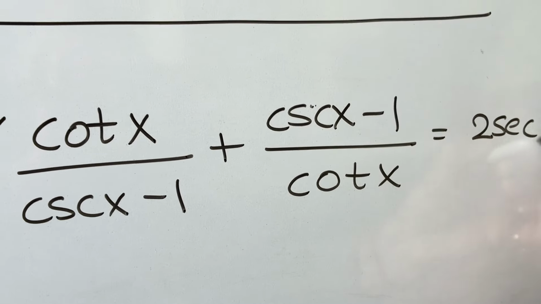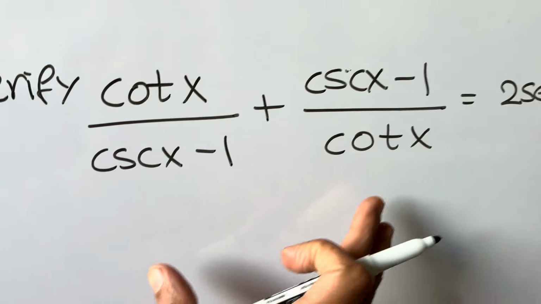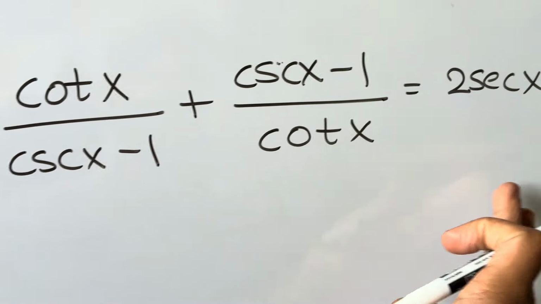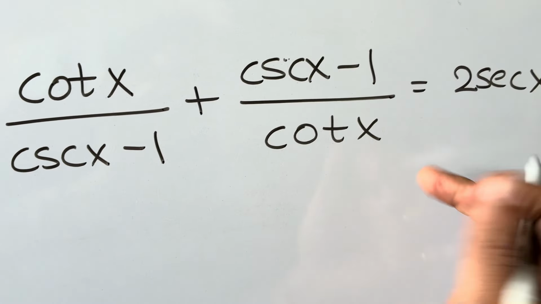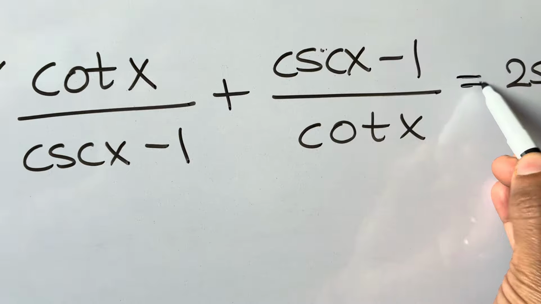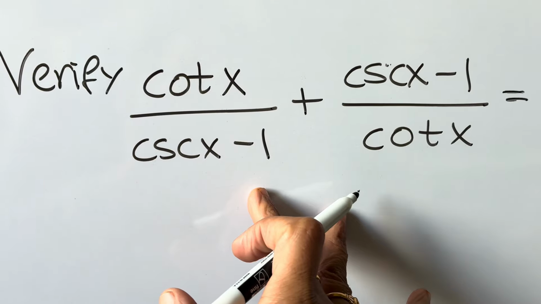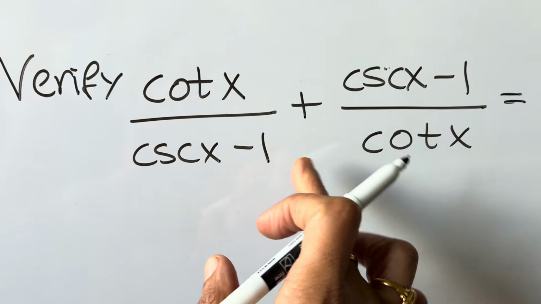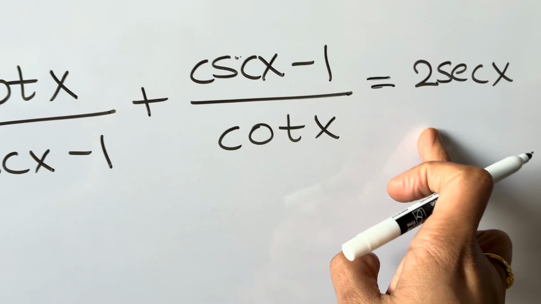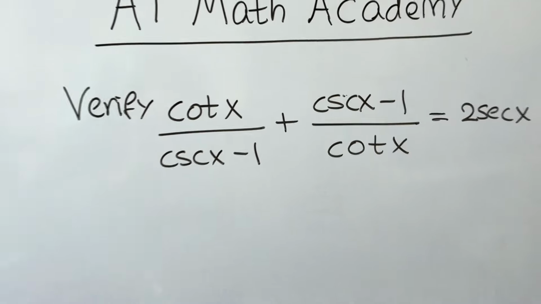secant x. So this is called the left side of the equation and this is called the right hand side of the equation, and this is the equation in between. So I'm going to take the left hand side, simplify it and prove that the left hand side of the equation is equal to the right hand side, which is 2 times secant x.